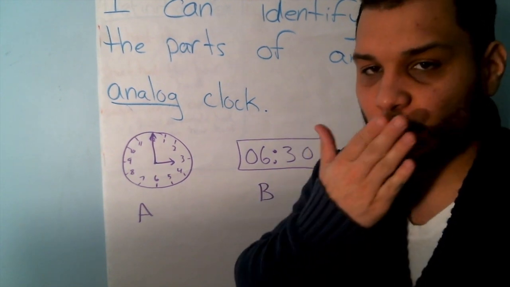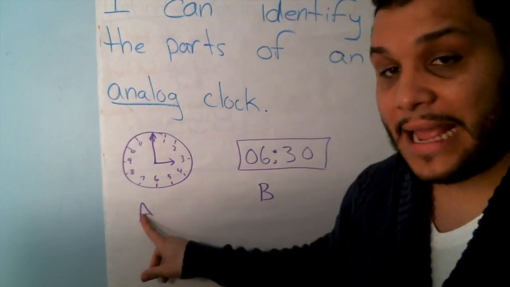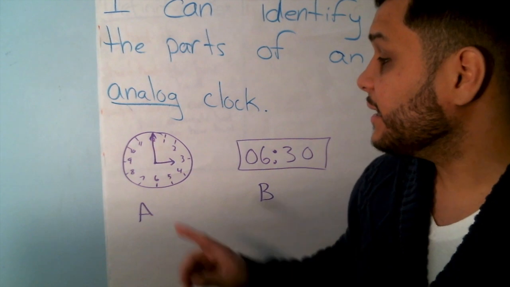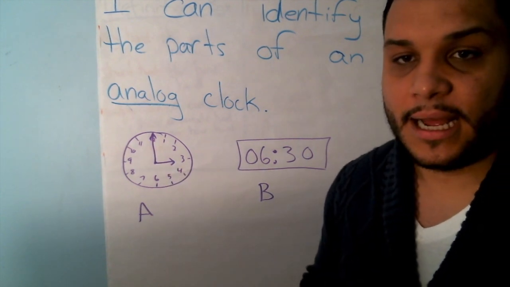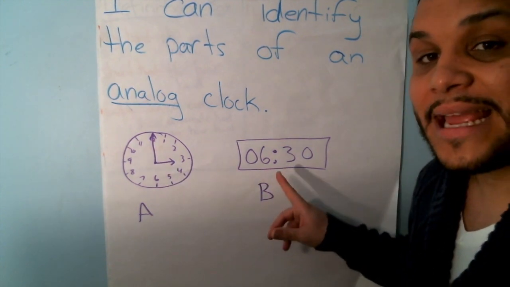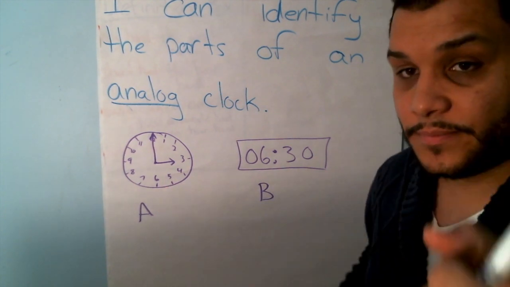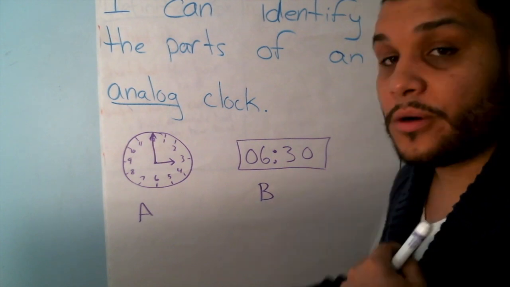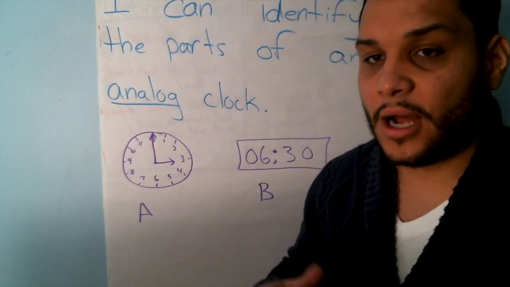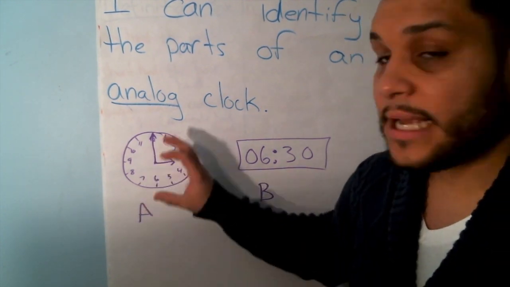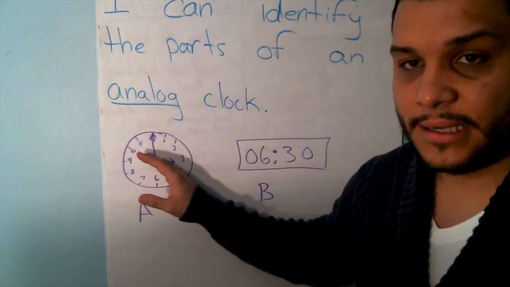Awesome. Kiss your brain. If you said clock A, you are correct. This is an analog clock. This one is a digital clock. Let me hear you say it. Analog clock. Digital clock. Awesome job. So today we're going to be focusing on an analog clock.